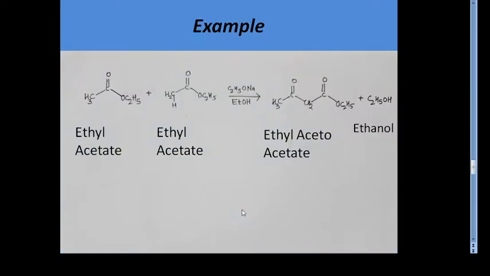Okay, so let's see how it goes. Let's take one example of this. Suppose we have ethyl acetate, that's the ester molecule. So I have taken two ester molecules. Now here the condensation will take place.